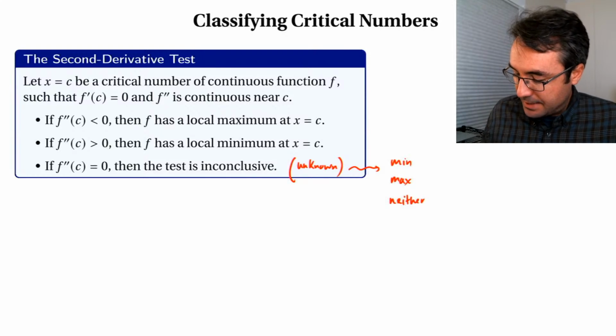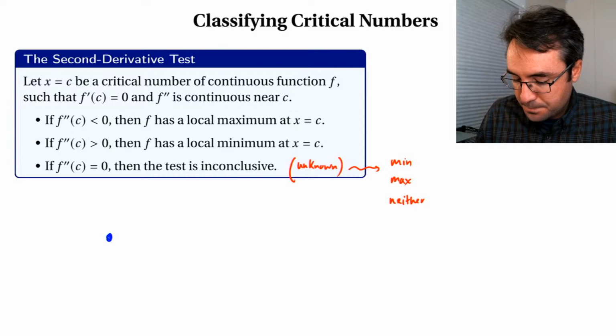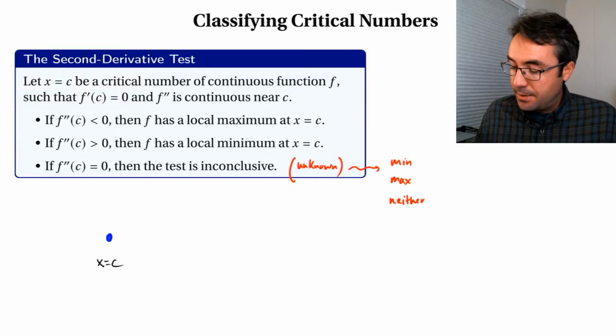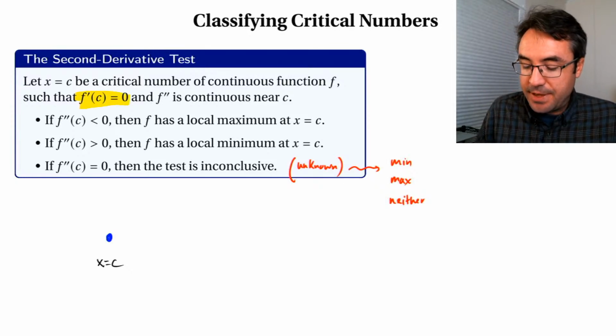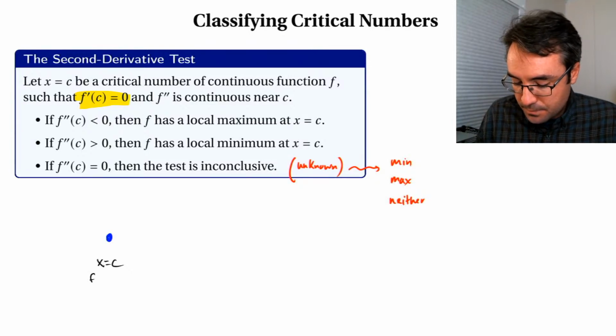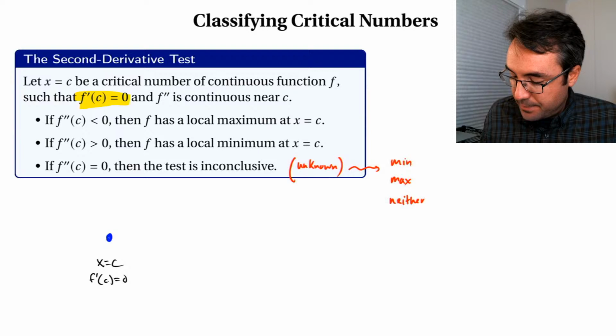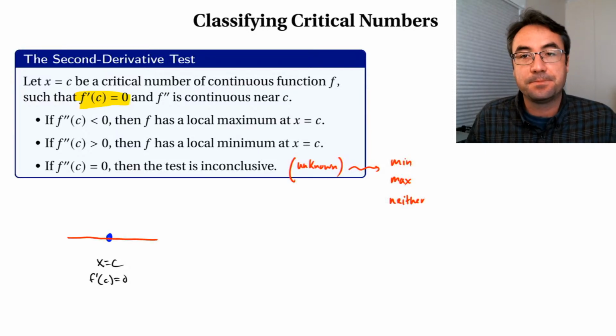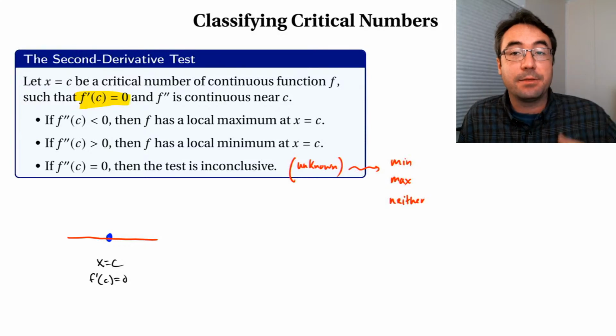Let's say we have a point x equals c. So this is some point on our graph, x equals c. With this condition that f prime of c is equal to 0, that means we have a horizontal tangent line at that point. So our graph does flatten out there.